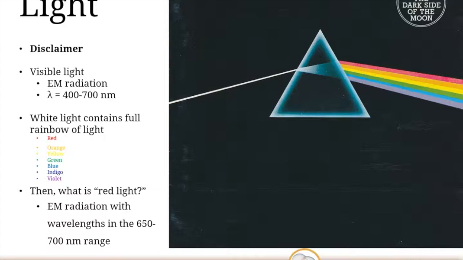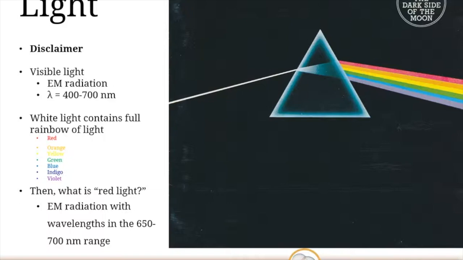Anyway, all the light we can see, visible light, has wavelengths in the 400 to 700 nanometer range. White light contains a full range of those wavelengths, or a full spectrum of colors. So when we look at a white light shining through a triangular prism, like on the album cover of Pink Floyd's The Dark Side of the Moon, that white light will separate out into its components, producing a rainbow of colors.